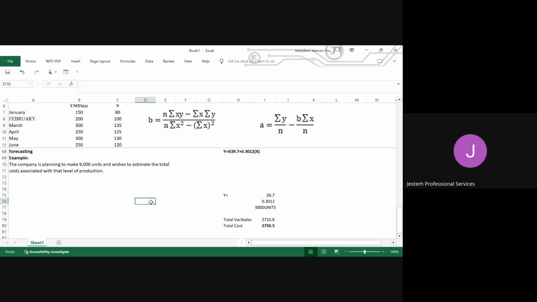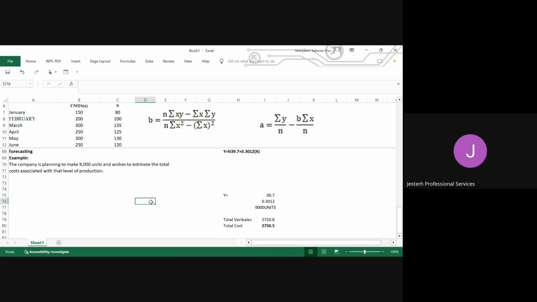If this kind of simple questions, simple narrations come in the objective functions, they are going to be straightforward. They will give you the fixed cost. They will give you the variable cost per unit.